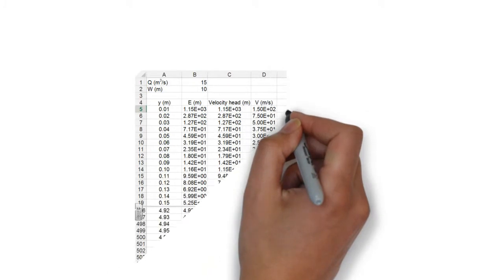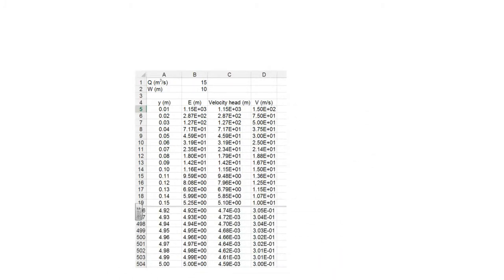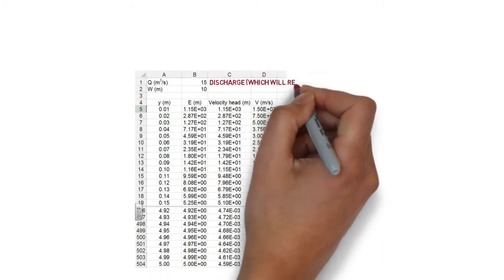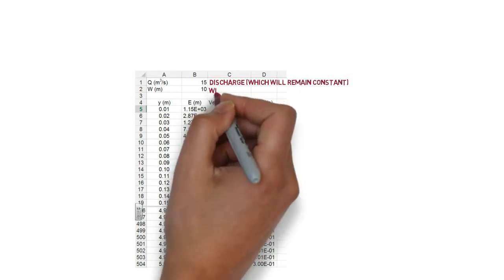We'll begin by developing a table for a constant discharge occurring in a channel of constant width. In this case, a discharge of 15 cubic meters per second and a channel width of 10 meters.